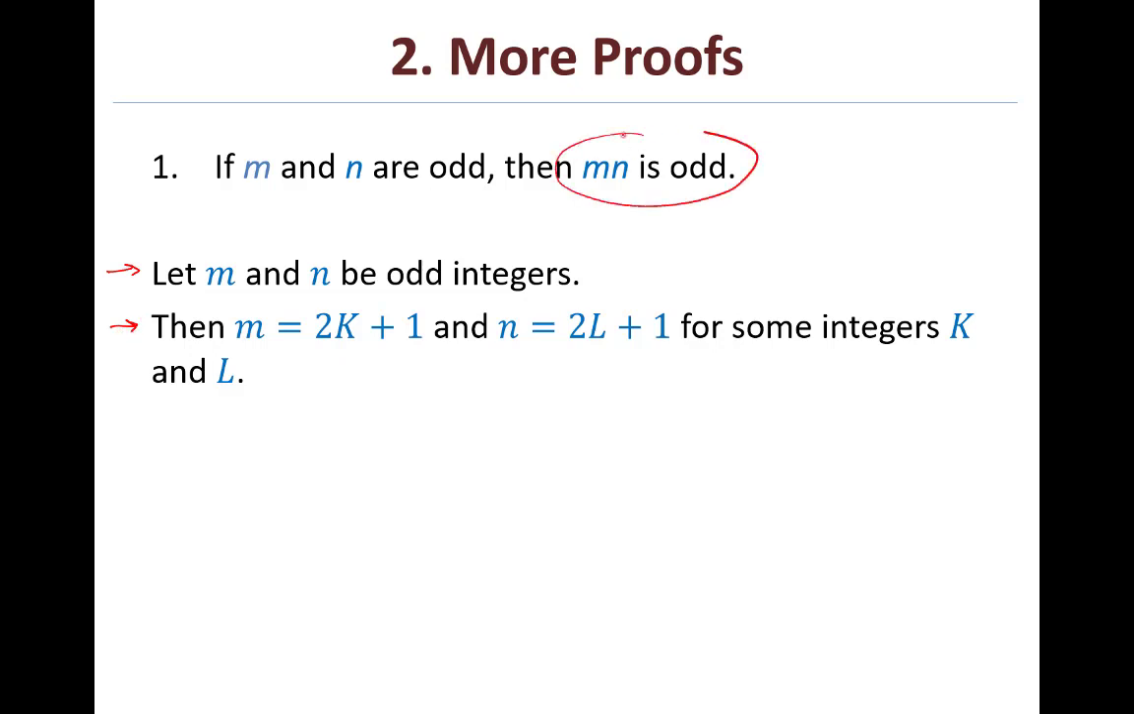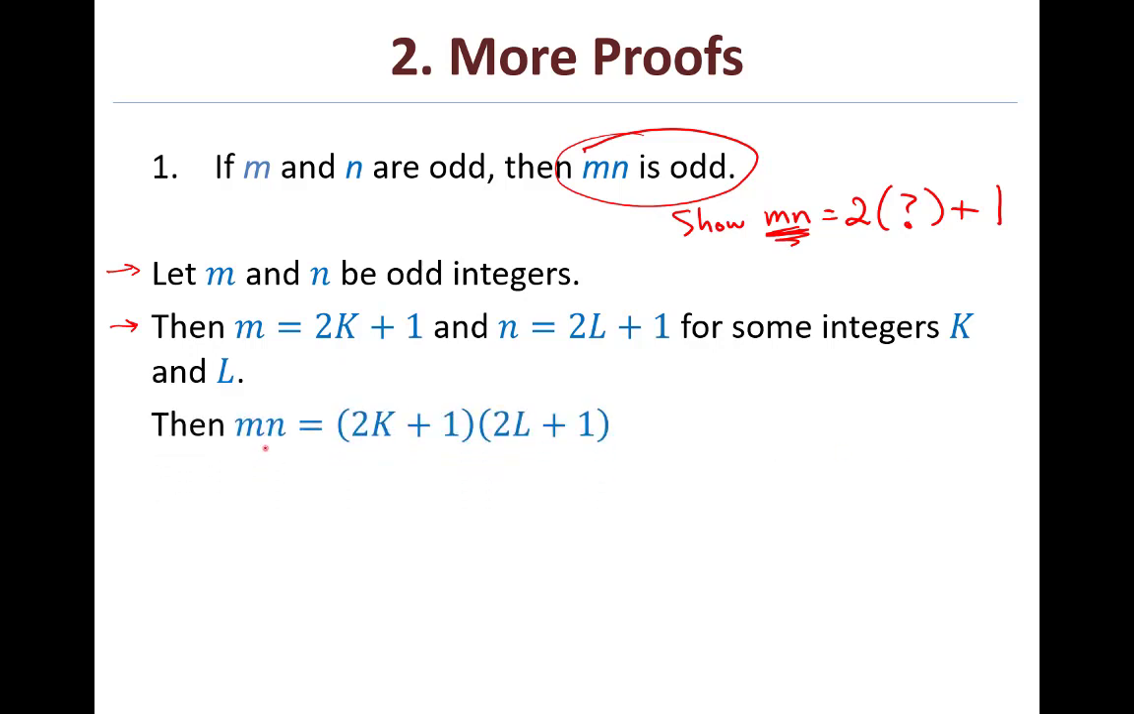Now what? After the first 2 steps, remember, I've established my variables and I applied the definition. Now I look to the conclusion. How would I show that mn is odd? What I want to show is that m times n equals 2 times something plus 1, where that something is an integer. Can I do that? So let's look at that expression mn. mn equals 2k plus 1 times 2l plus 1. I know what m and n are from the previous line. Let's multiply those together.